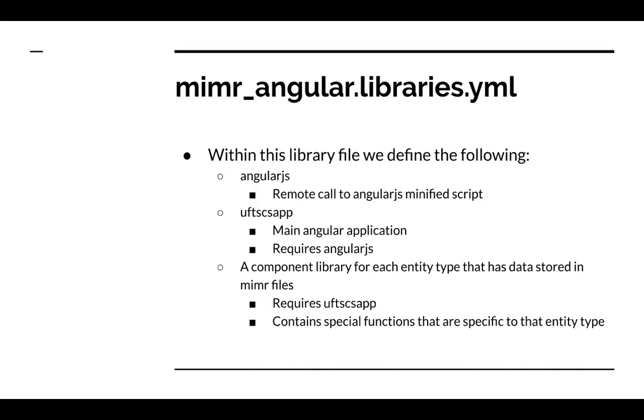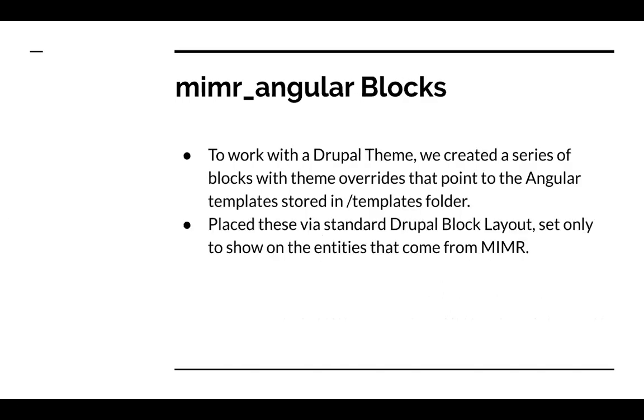Now that we've defined it and we have the JavaScript running, we need to actually place this information onto the site. The way we do that is through MIMR Angular blocks. To work with a Drupal theme, we created a series of blocks with theme overrides that point to Angular templates stored within the /templates folder of this module. We then place these via a standard Drupal block layout, and we set it only to show on these entities that come from MIMR.